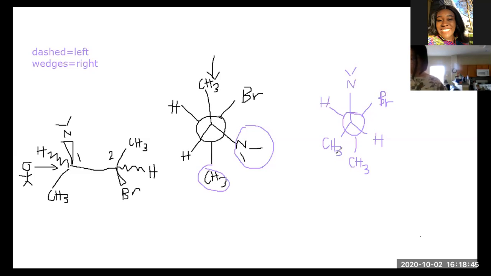And that is really necessary when you're ranking and looking at other molecules, and making sure that you're drawing correctly. So, do you have any questions so far? Okay, good.